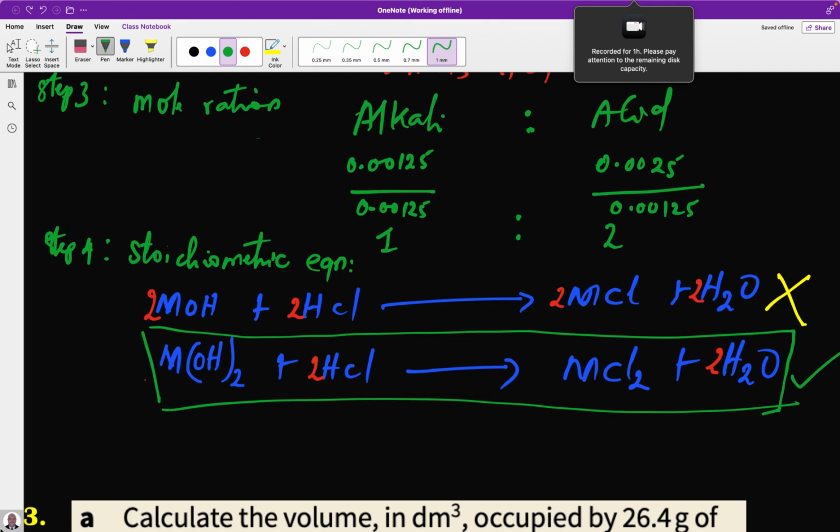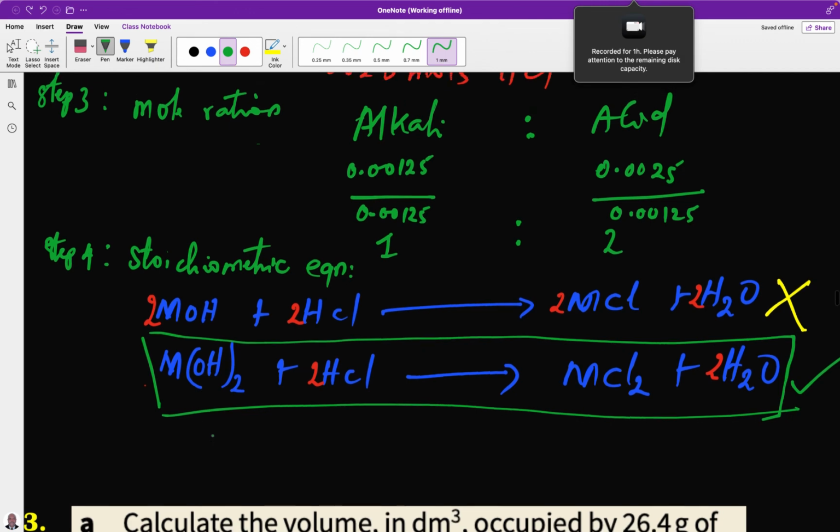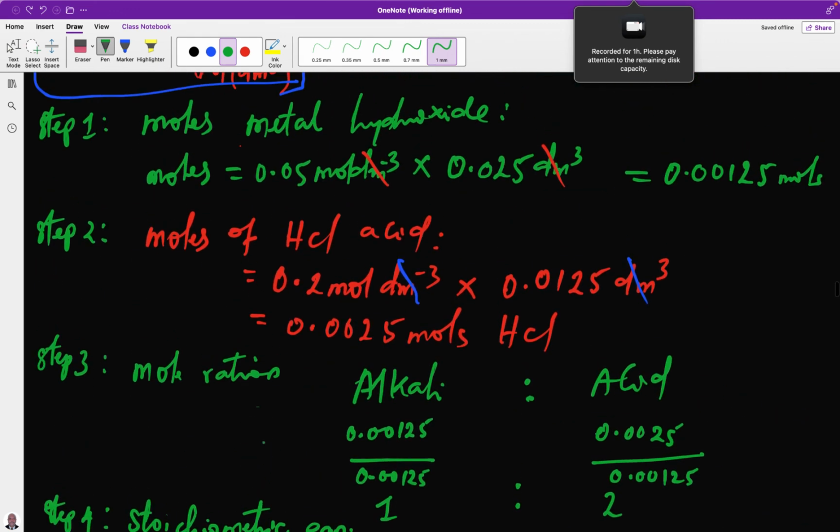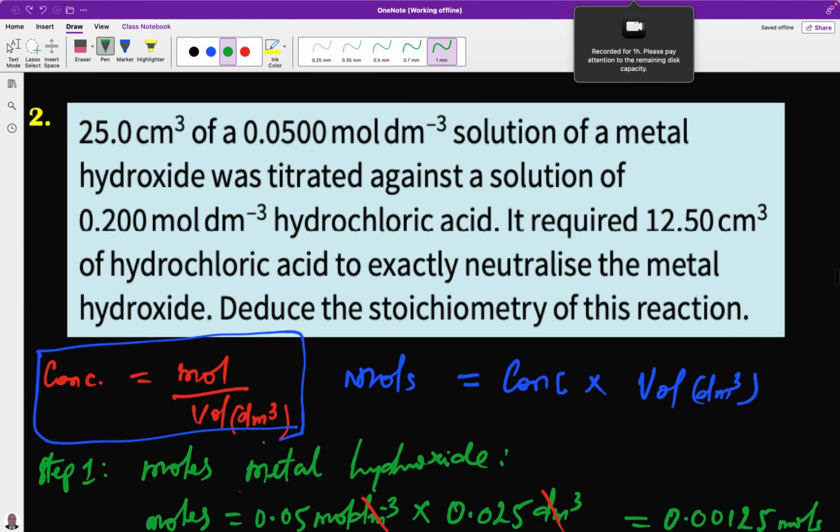So now, I did the first one to show that, take a metal hydroxide of group 1. A group 1 metal doesn't give the ratio 1:2, so it is wrong. A group 2 metal gave it, so it is right. There's no need going to group 3 metals. So our right stoichiometric equation for this calculation is the second one, which is M(OH)2 plus 2 moles of hydrochloric acid to give metal chloride and water.